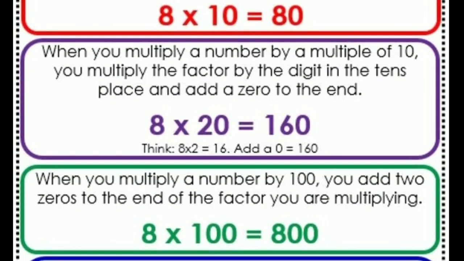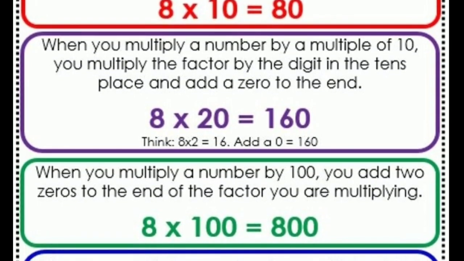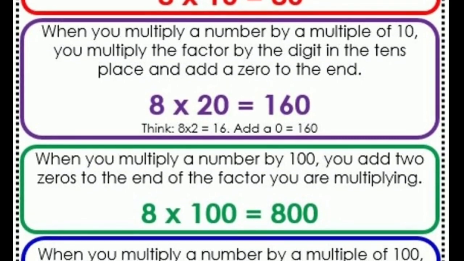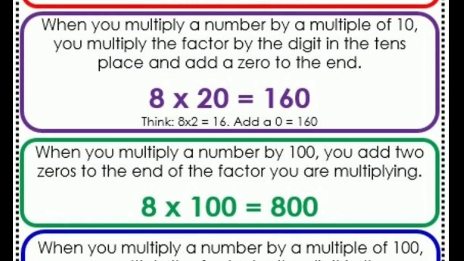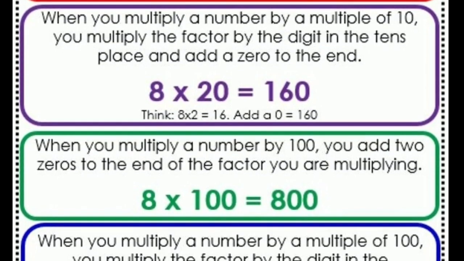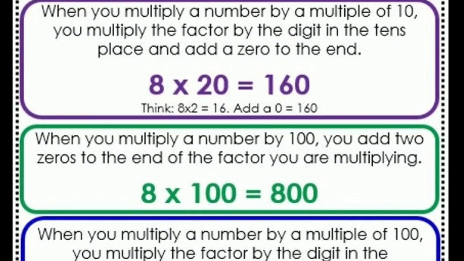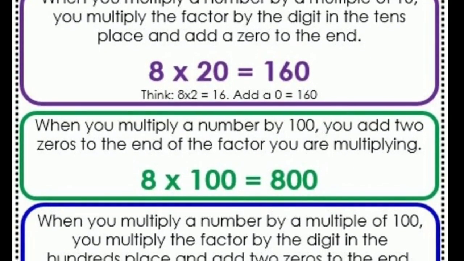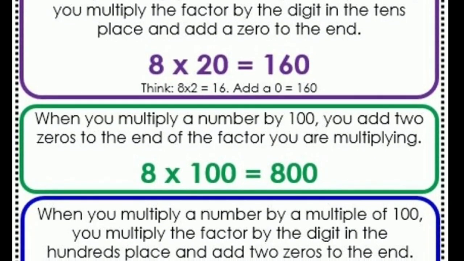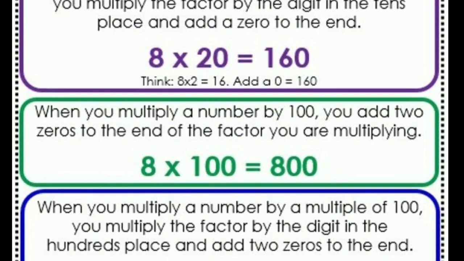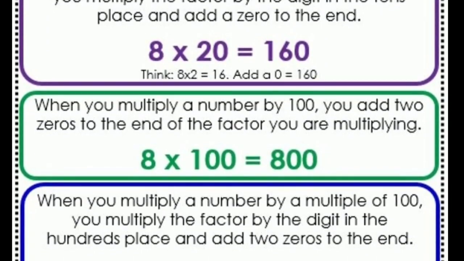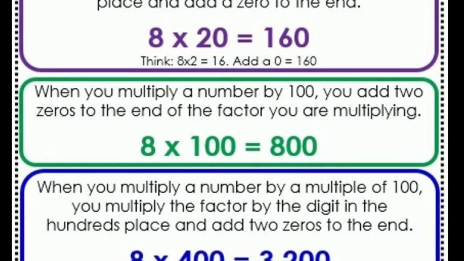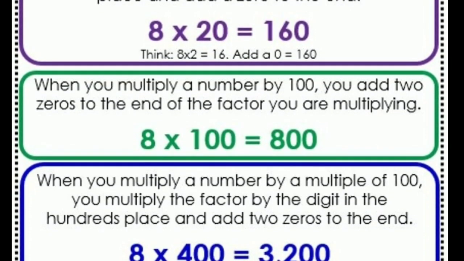Similarly, when you multiply a number by 100, you add 2 zeros to the end of the factor you are multiplying. So you just multiply 8 into 1, that is 8, and just add double 0 to multiply it with that 100 and you will get the answer as 800. Next, when you multiply a number by a multiple of 100, you multiply the factor by the digit in the hundreds place and add 2 zeros to the end. Like if you want to multiply 8 with 400, you will get the answer as 3200. How come? 8 multiply 4, 8 4s are 32, and just add 2 zeros, that is 3200.